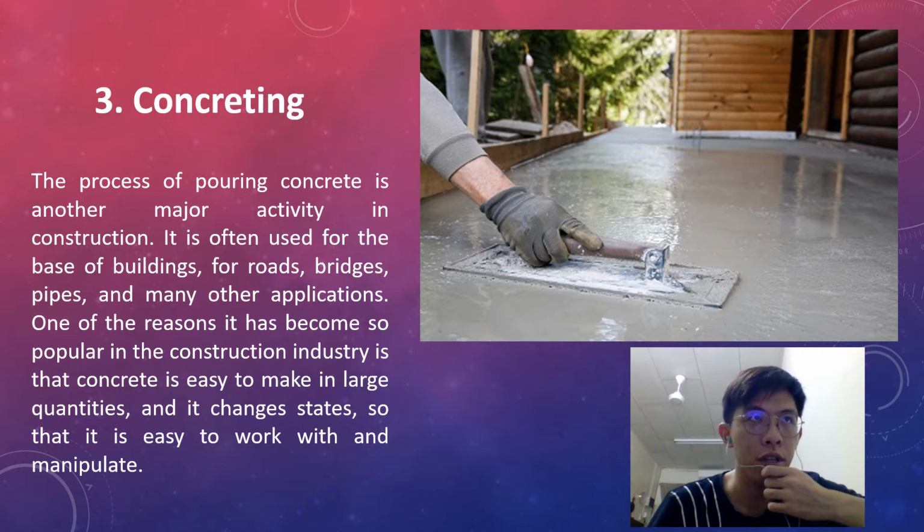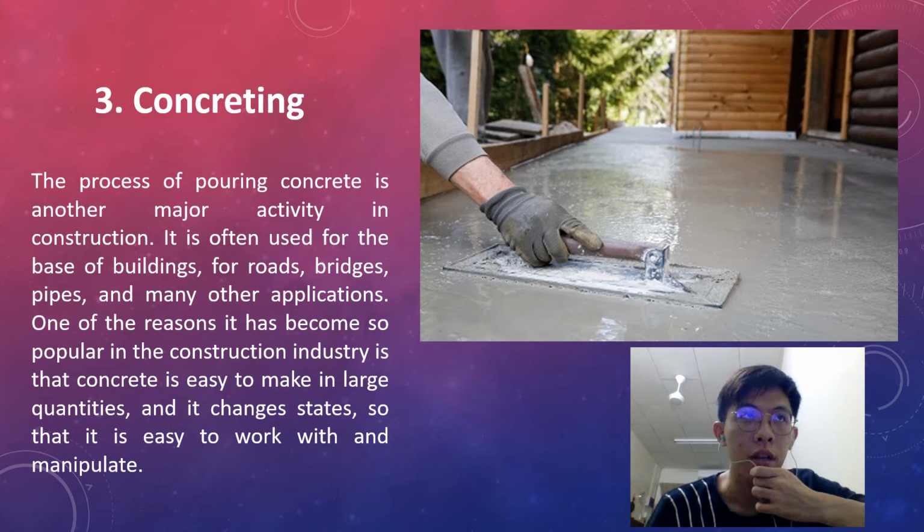And number 3 is concreting. The process of pouring concrete is another major activity in construction. It is often used for the base of buildings, for roads, bridges, pipes, and many other applications.